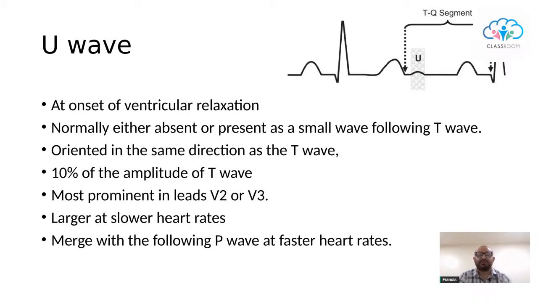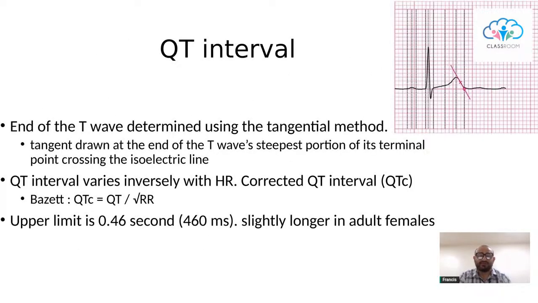The U wave is seen at the onset of ventricular relaxation. It is normally either absent or is present as a very small wave following the T wave. It's 10% of the amplitude of the T wave, and it's oriented in the same direction. It's most prominent in V2 and V3, and it is larger at slower heart rates. At faster heart rates, it will merge with the following T wave.